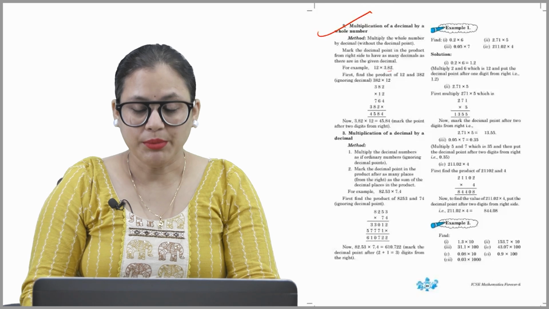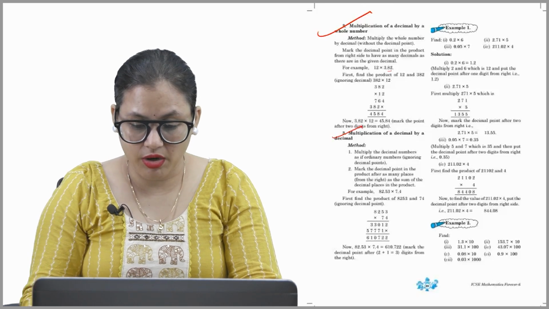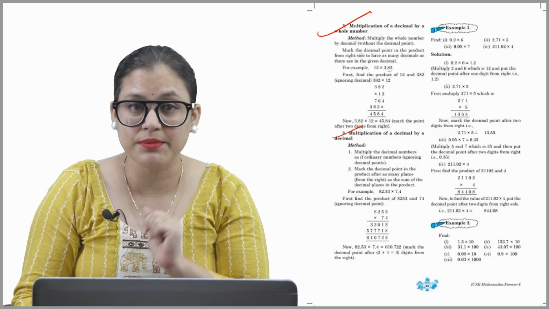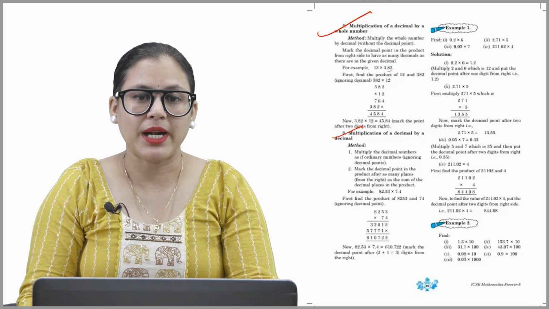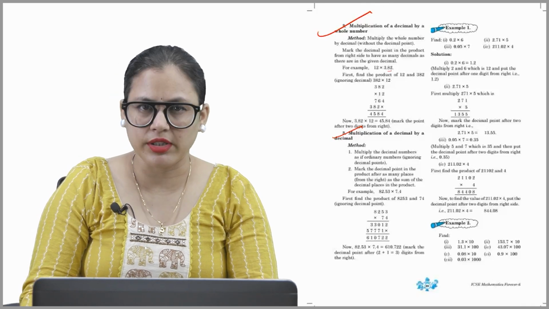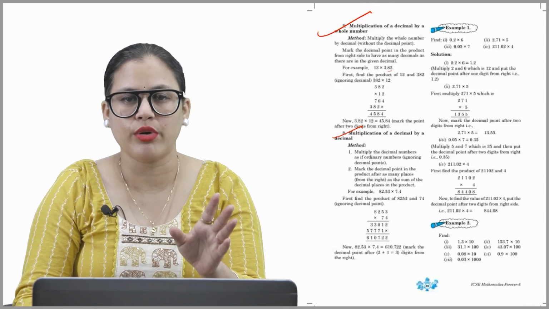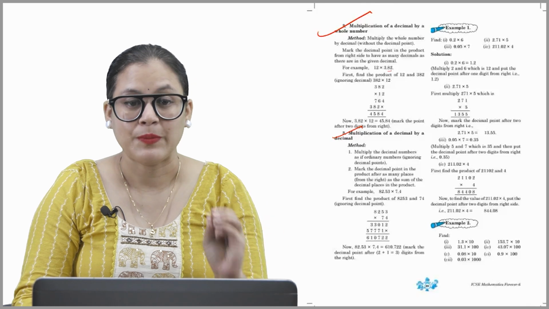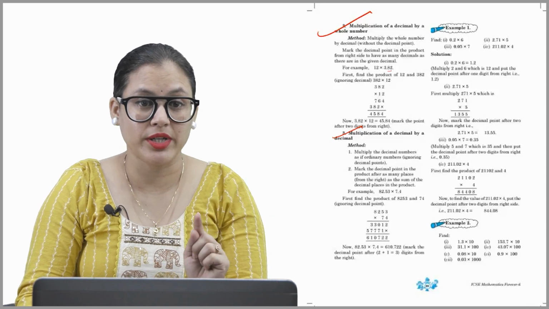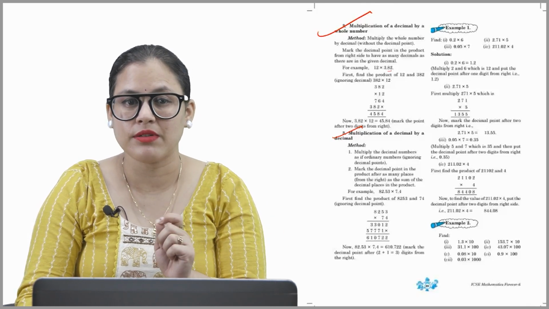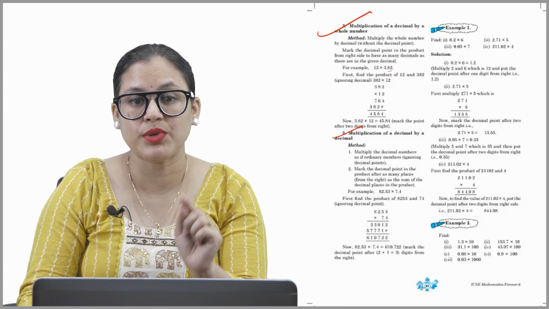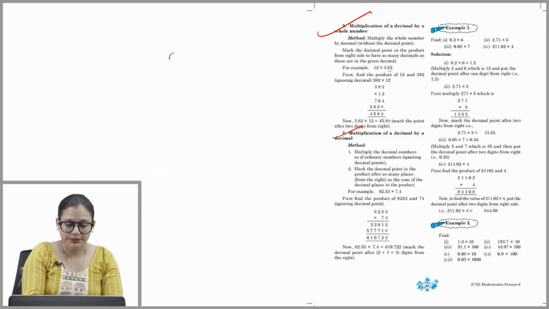Okay. Number 3, multiplication of a decimal by a decimal. Method: first multiply the decimal numbers as if ordinary numbers, meaning you have to ignore the decimal points. Number 2, mark the decimal point in the product, placed from the right, as the sum of the decimal places in the product. For example, 82.73, and you have to multiply 7.4.